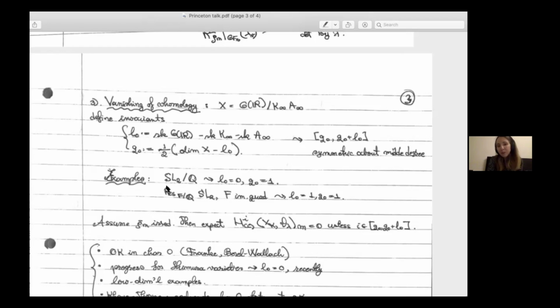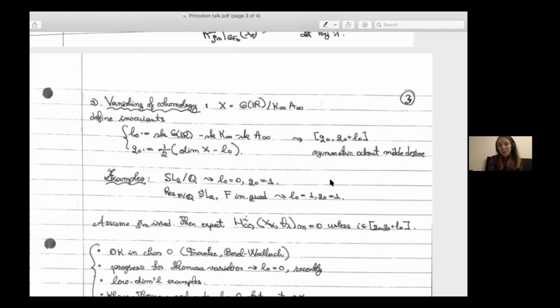When you have this restriction of scalars from an imaginary quadratic field to Q of SL_2, then suddenly you see l_0 equals 1 and also q_0 equals 1. So this is the case of arithmetic hyperbolic 3-manifolds. You have cohomology in degrees 0, 1, 2, and 3, but the range of degrees that you're looking at here is just degree 1 and 2.